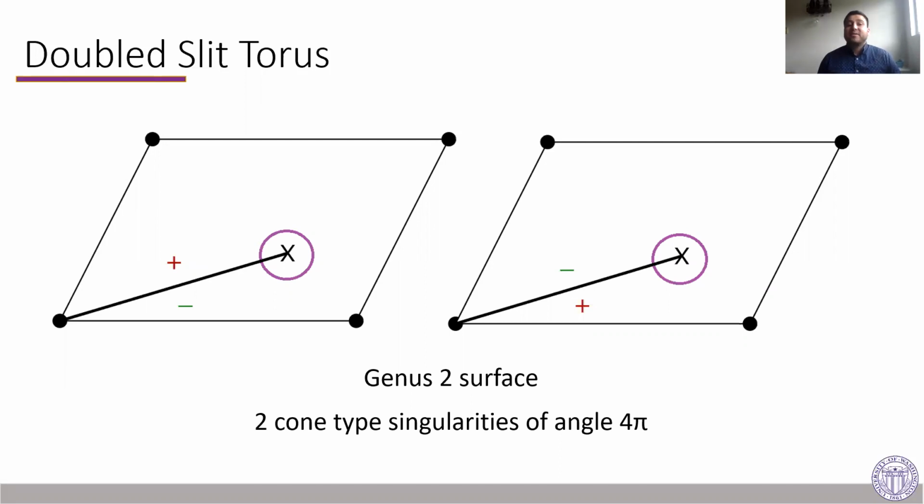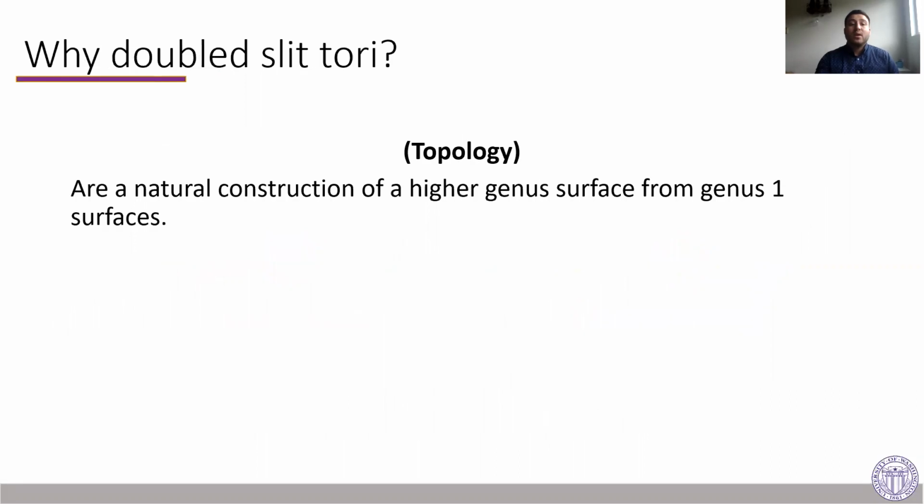in paths on these double slit tori. All right, and so maybe a natural question is, why am I interested in double slit tori? Well, topologically, they're a very natural construction of a higher genus surface from genus 1 surfaces. And the study of genus 1 surfaces is prevalent in many areas of mathematics.